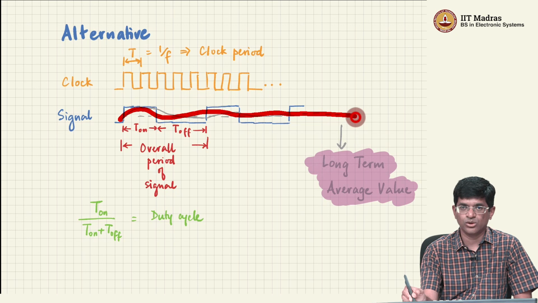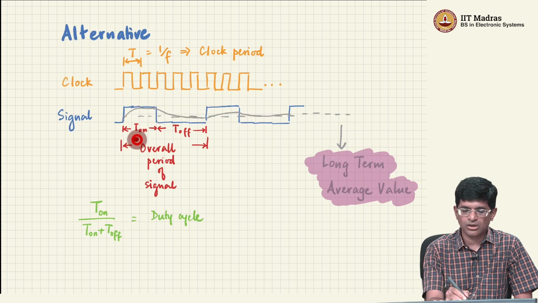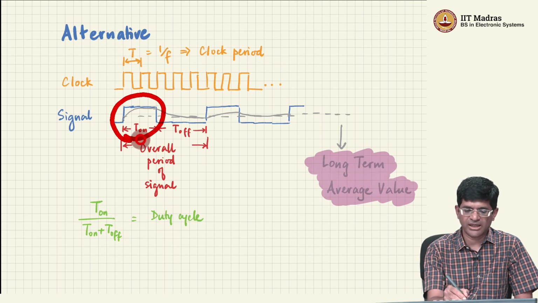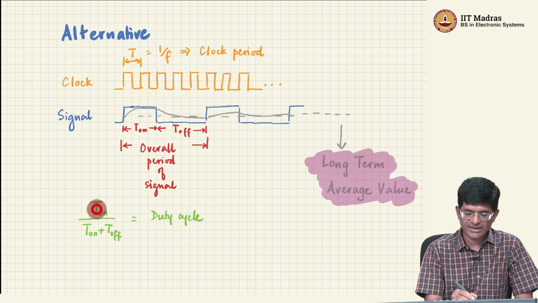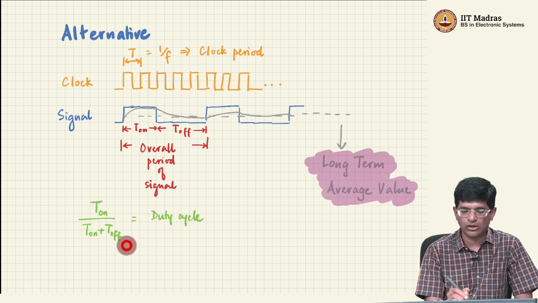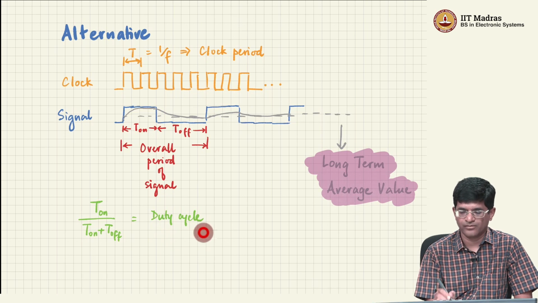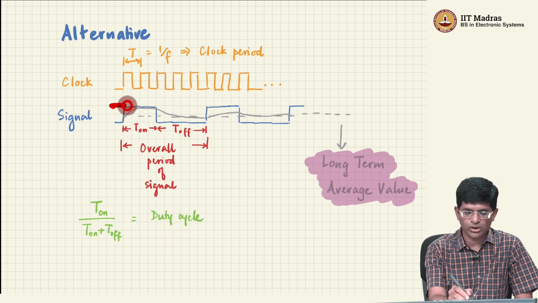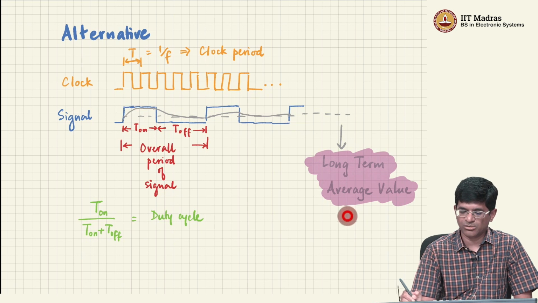And what is that average value going to be determined by? How long was the signal on versus how long was it off, right? So I have some overall period of the signal which is given by this t on plus t off. Out of that, I have some time for which it is actually on, and this ratio t on divided by t on plus t off is called the duty cycle. Okay. Now that duty cycle multiplied by the actual voltage corresponding to the on value is going to give me my long-term average value at the output.